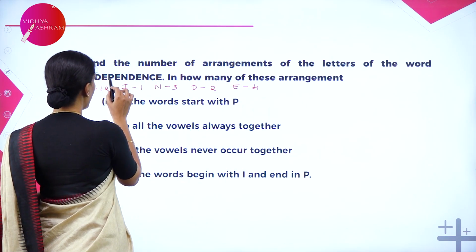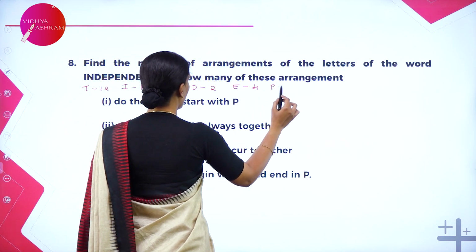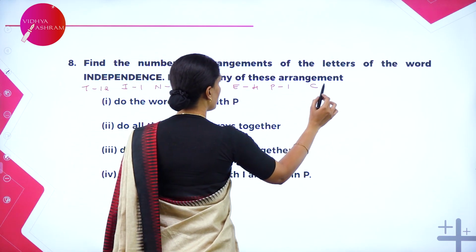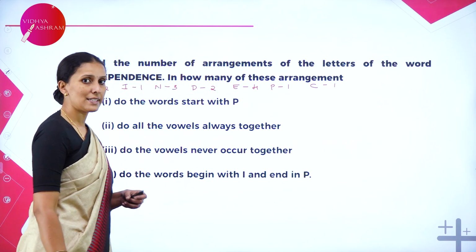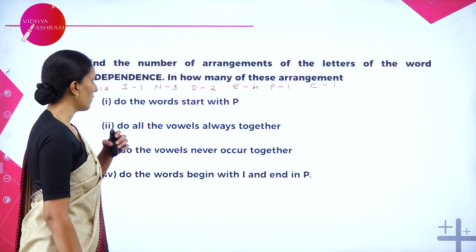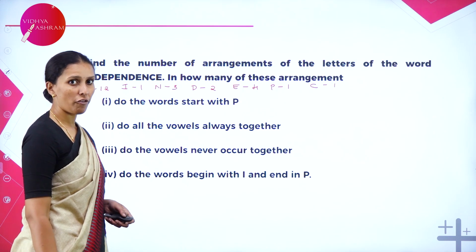Next we have P, which is repeated once. Next we have C, which is repeated once. Now first, before going to any equation, we always calculate the total number of permutations.